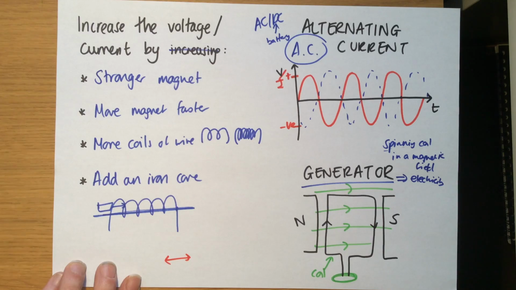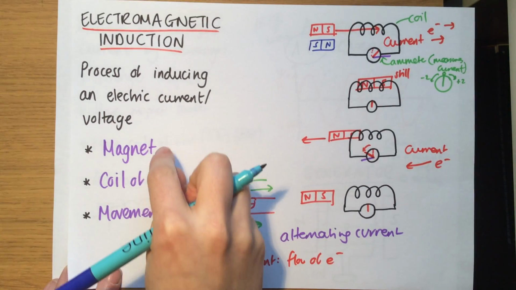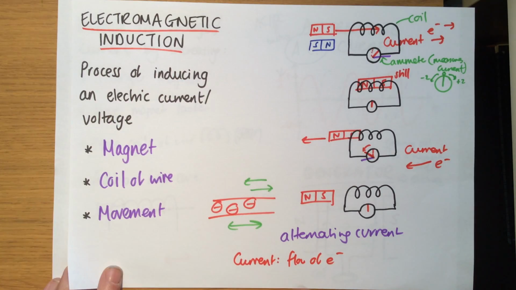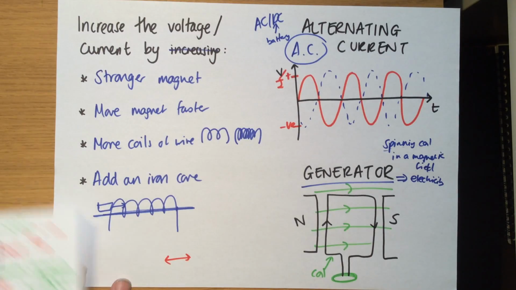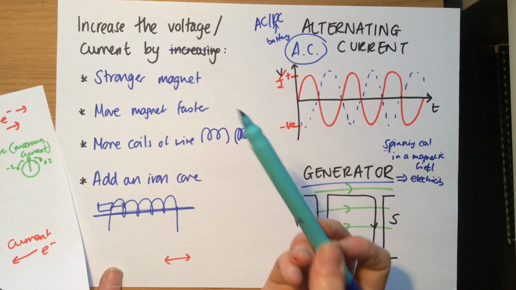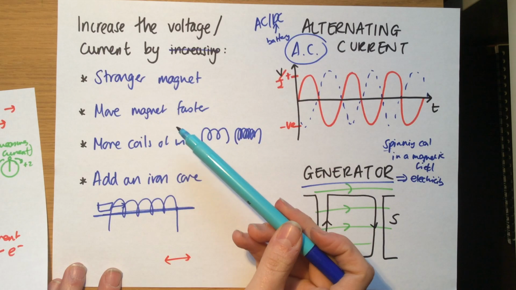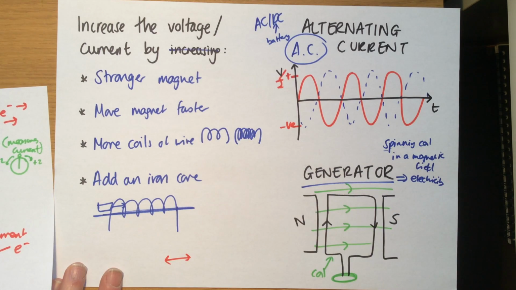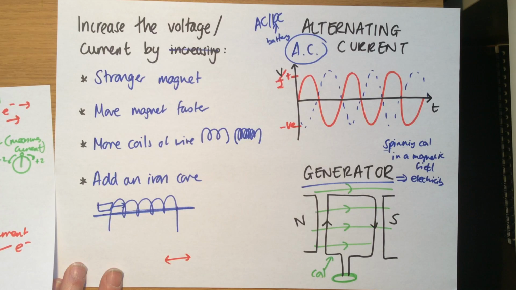So that's all that electromagnetic induction is really. You just need to know that it involves three things: a magnet, a coil of wire in movement to produce electricity, that it produces an alternating current that goes forwards and backwards, and that you can increase the voltage or current by using a stronger magnet, a faster motion, more coils of wire, or adding an iron core. And a generator uses this principle but spins the coil inside a magnetic field instead.